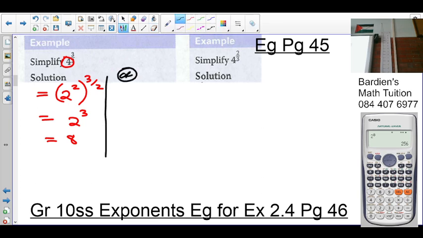I could have also said that 4 to the exponent 3 over 2 can be written as the root, so it's the square root of 4 cubed. What is 4 cubed? 4 times 4 times 4? So the square root of 64 is?